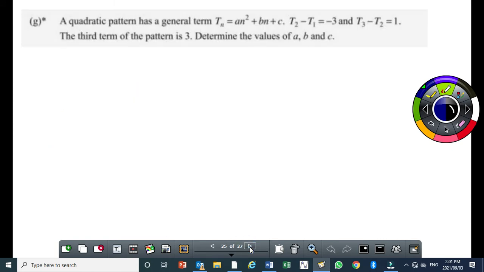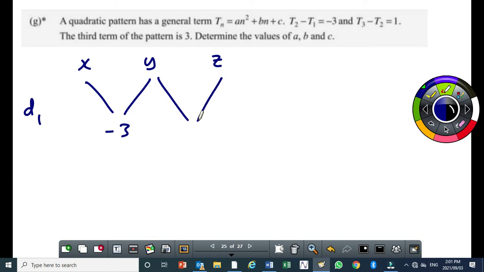Okay, let's move on to G now. G says a quadratic pattern has a general term. T2 minus T1 is equal to 3. So here, let's say the first term of the pattern is x, the second term is y. Our first difference, T2 minus T1, is going to give you minus 3. Then T3 minus T2 is going to give you 1. So I can also have Z there. Are you following what I'm doing?